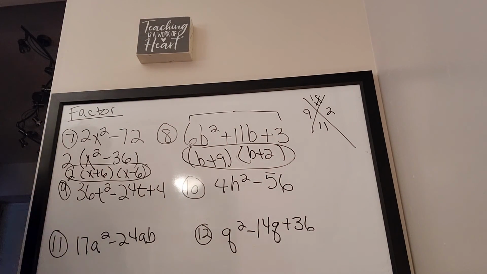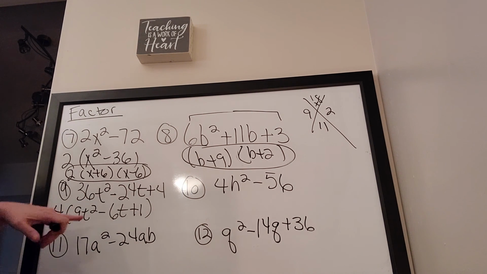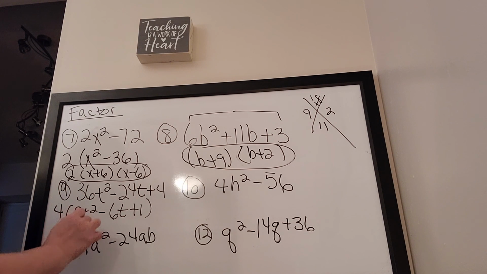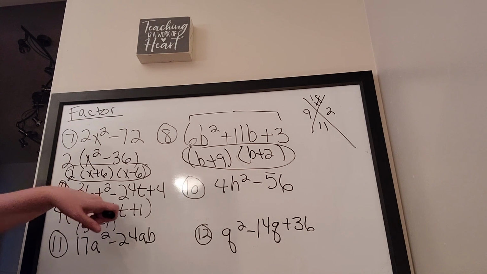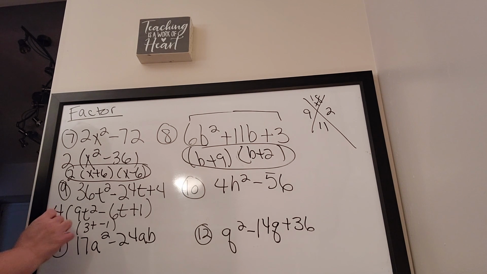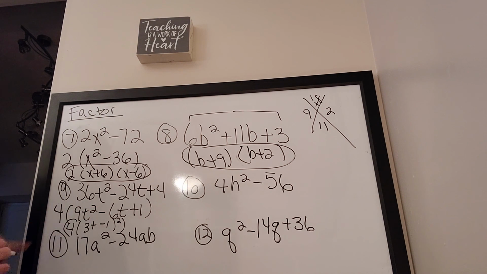Over here, these are both perfect squares. Oh, no, we got to take something out first. We're going to take a 4 out. We're left with 9t squared minus 6t plus 1. Perfect square, perfect square. So that would be 3t minus 1. 3t times 1 is 3t times 2 is negative 6t. So 4, and then we have to square that. 4 times 3t minus 1 squared.